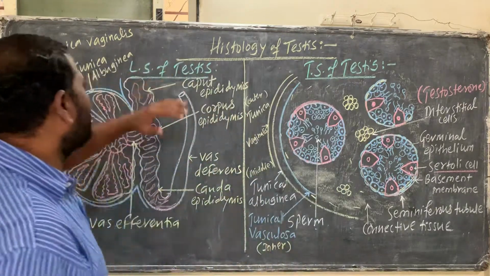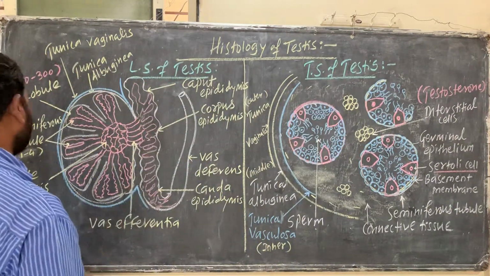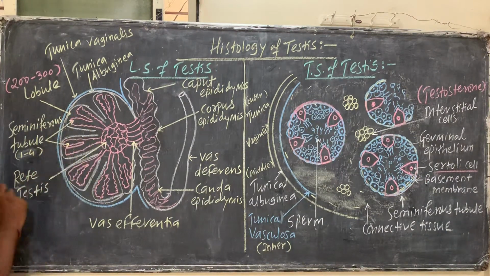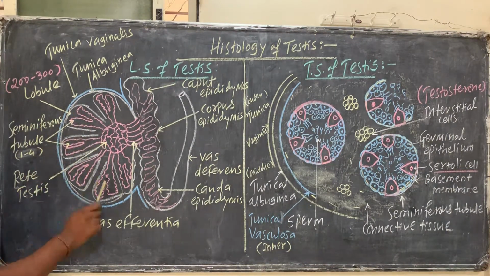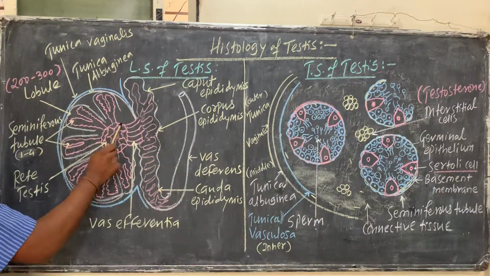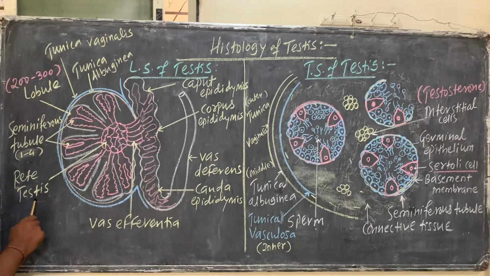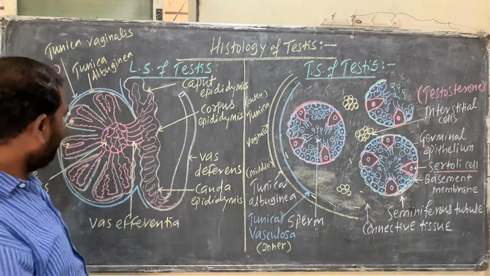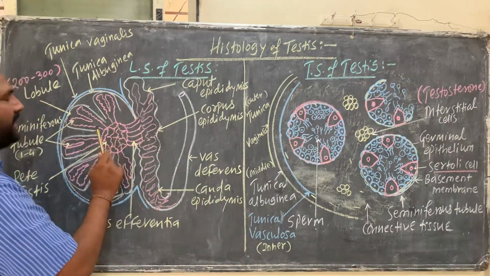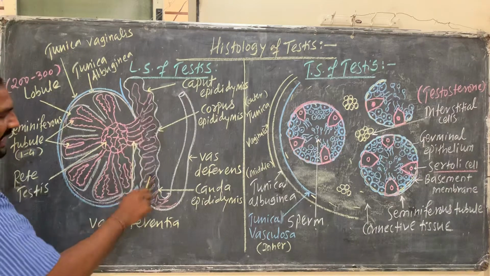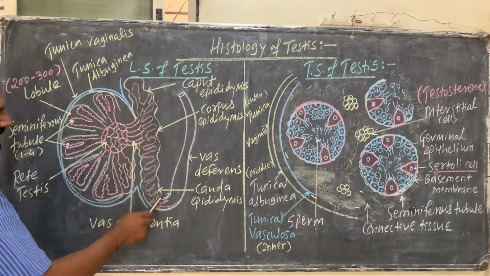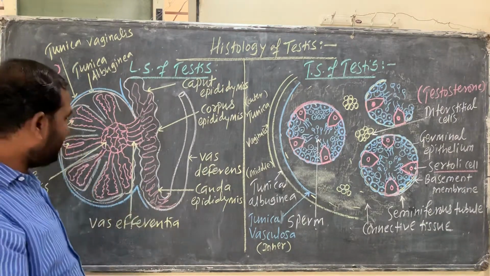See here, this is the LS of testis. In that LS of testis, we observe the lobules. Inside the lobules are the seminiferous tubules. The seminiferous tubule produces the sperm. The sperms are carried towards this part, and this part is called the rete testis. So the sperm formed inside the seminiferous tubule is carried towards the rete testis. Then from the rete testis, it is carried towards the epididymis. So this structure is called the epididymis, which is present over the testes.